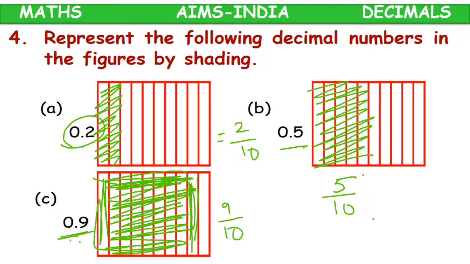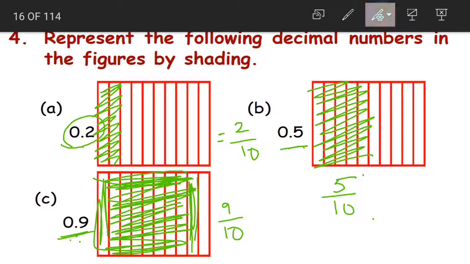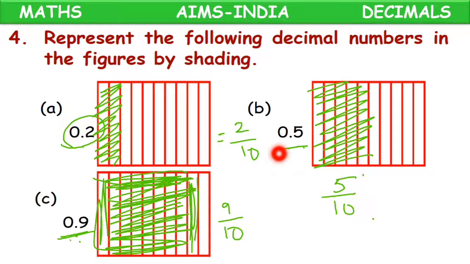I hope this is clear, children, because we have come to the end of today's class. Yes, what did we learn today? We learnt about tenths and hundredths, that is 1 by 10 and 1 by 100, and also how to represent decimal numbers in figures and also represent figures by decimal numbers. We'll continue more about decimal numbers in the coming classes. I hope today's class was clear.